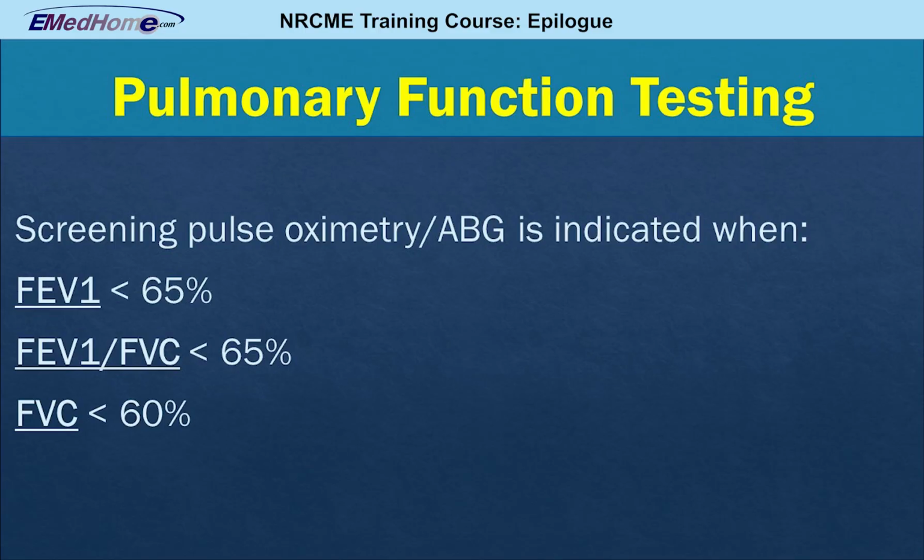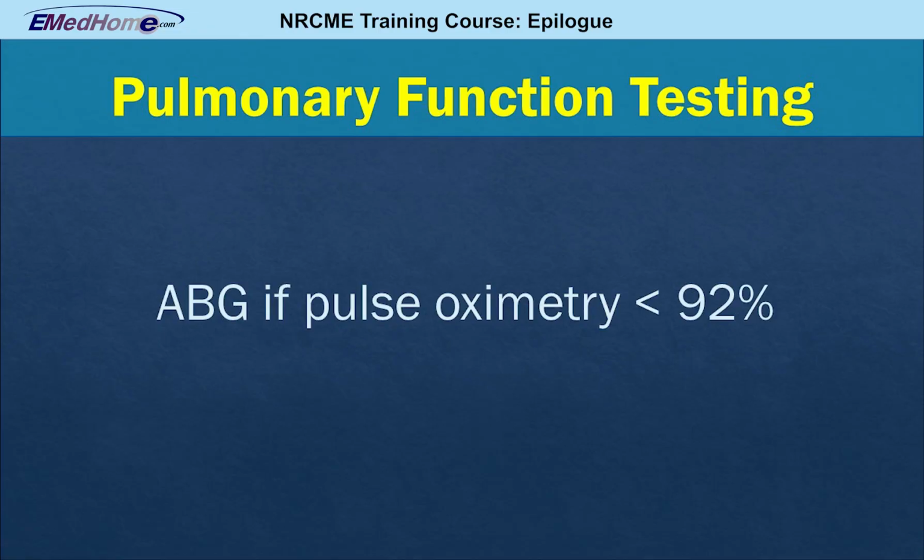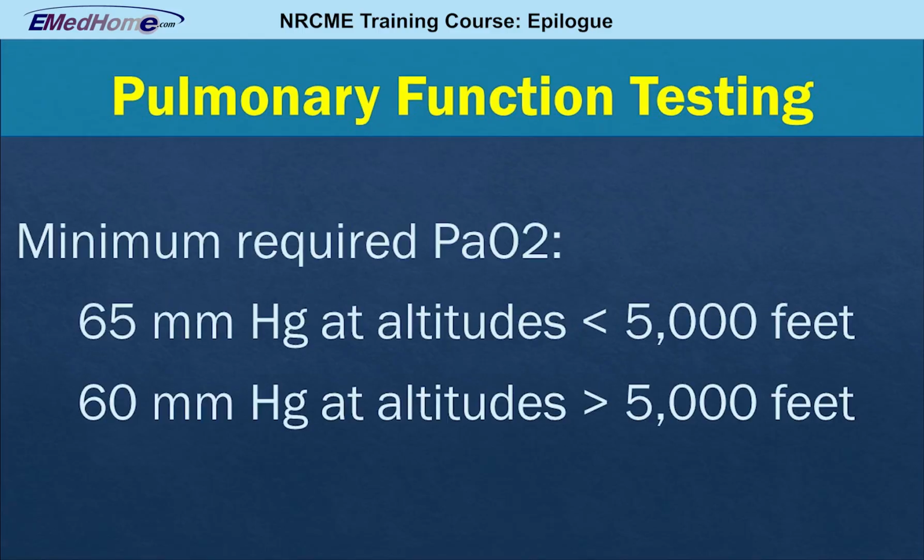Screening pulse oximetry, or arterial blood gas, is indicated when a pulmonary condition causes airway obstruction and PFT results are FEV1 less than 65% of the predicted value, FEV1 FVC ratio less than 65%, or a restrictive impairment is present and the FVC is less than 60%. If pulse oximetry is less than 92%, FMCSA guidance states that the driver must have an arterial blood gas. You must know that the minimum required partial pressure of arterial oxygen is 65 millimeters of mercury at altitudes below 5,000 feet, 60 at altitudes above 5,000 feet.